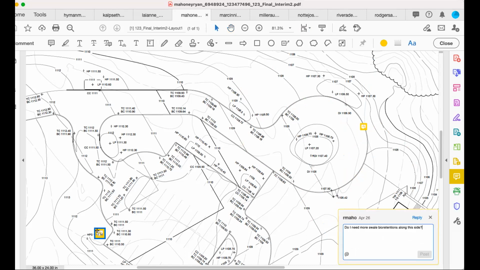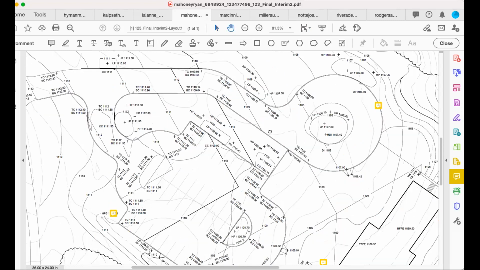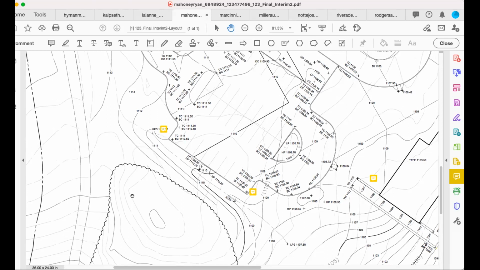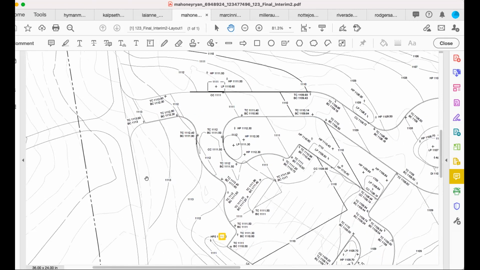Need more swell orientation along the side. Yeah, you seem to be running out of space in this area, but you still could. There is still about 10 foot that you could utilize. And I think there's one contour off in this area.